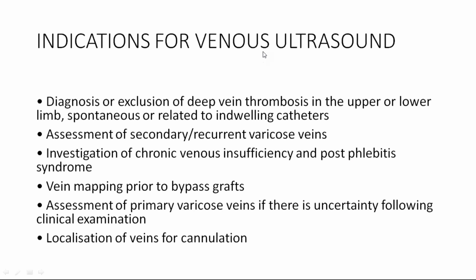The indications for venous ultrasound are mainly for diagnosis or exclusion of deep vein thrombosis in the upper or lower limb, spontaneous or related to indwelling catheters, assessment of secondary or recurrent varicose veins, investigation of chronic venous insufficiency and post phlebitis syndrome. Phlebitis is inflammation of veins from several causes. Other indications are vein mapping prior to bypass grafts, assessment of primary varicose veins if there is uncertainty following clinical examination, and localization of veins for cannulation.